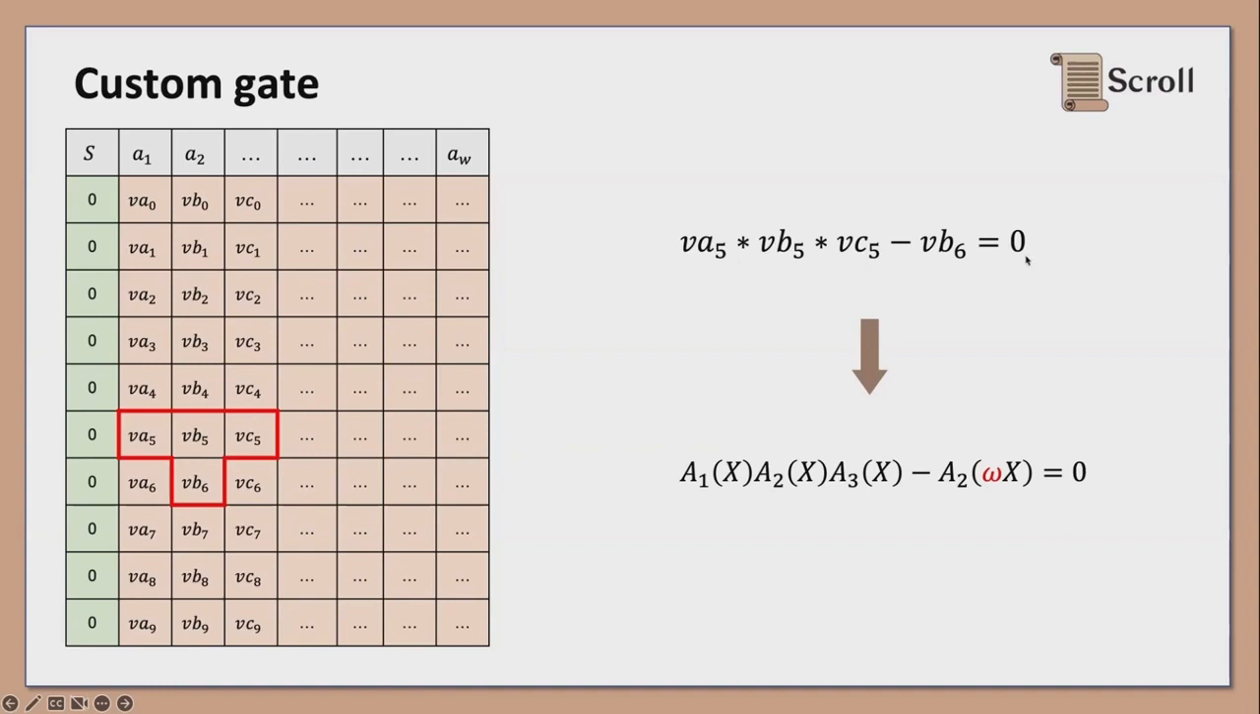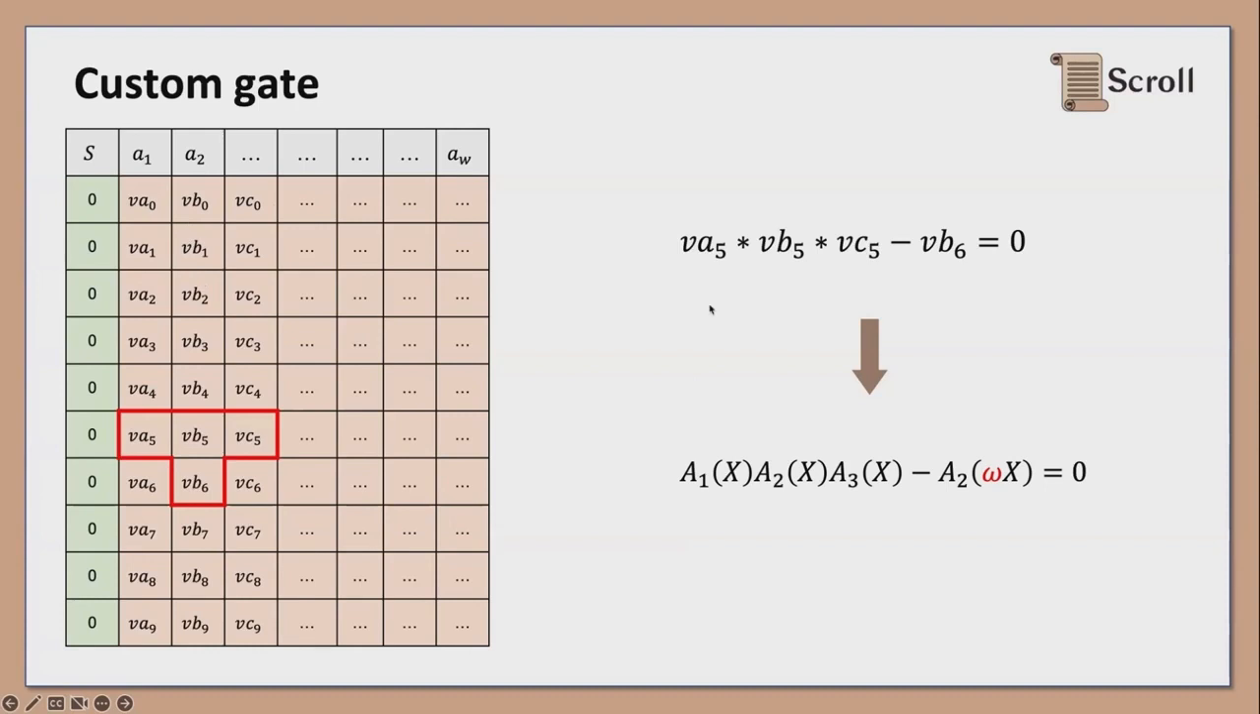And then when you are writing out those constraints, you are actually constraining that A1(x) times A2(x) times A3(x) minus A2(omega x). Because VB6 is on the next row. When you are accessing the next row, you are using something called rotation in Halo 2, which on the back end will translate to this omega x. So if you want to access VB7, it will be A2(omega squared x). So this is what's happening on the back end. But from this polynomial, you can see that it doesn't specify that it's V5, VB5, VC5, VB6. It can be at an arbitrary position, but you need to keep the shape the same.